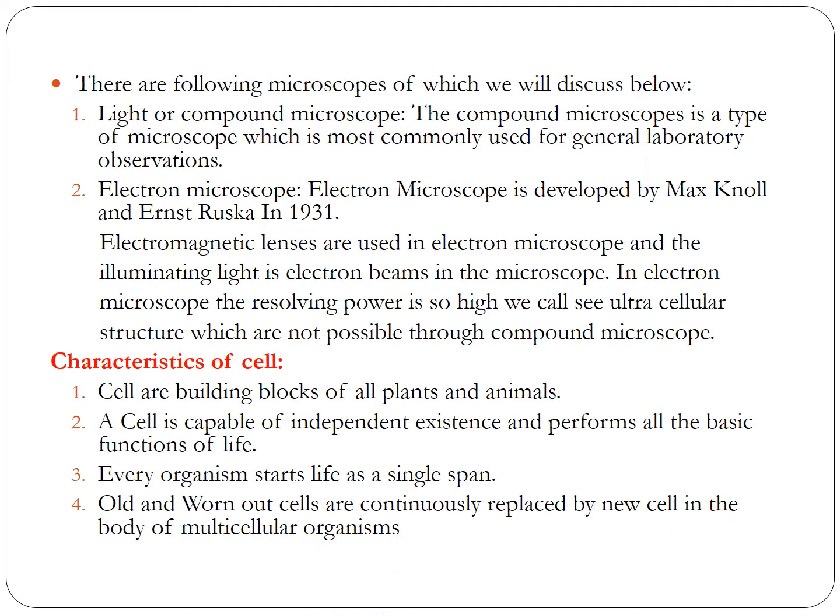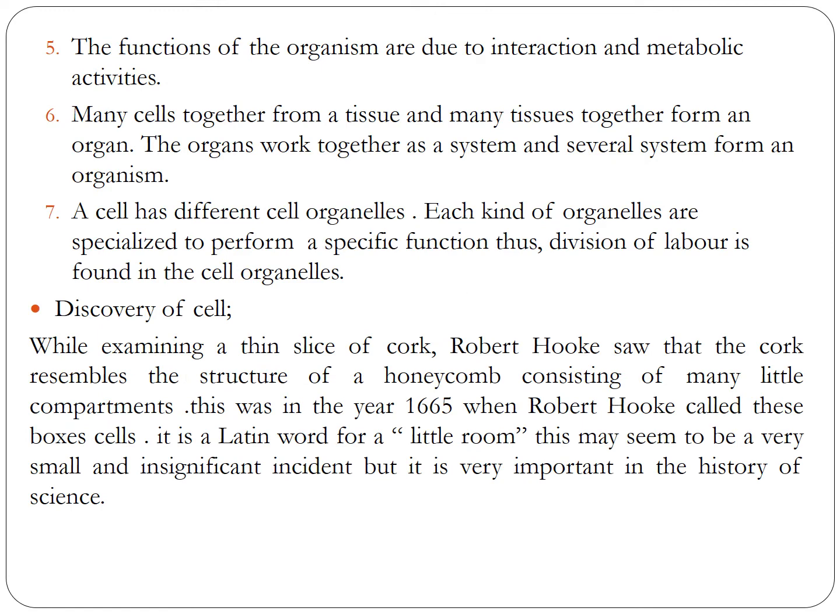and many cells group together, cells grouped form a tissue, tissues grouped together form an organ, organs together form a system, and several systems form the body of an organism. Let us take the example of our body. हमारी बॉडी में सेल्स हैं, टिश्यू भी हैं, ऑर्गन भी है, और ऑर्गन सिस्टम से बनी हुई हमारी एक कॉम्प्लेक्स बॉडी है. Number 7 points tell us that a single cell has different cell organelles.